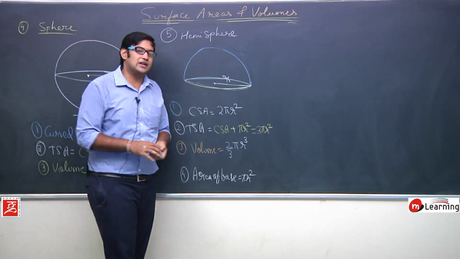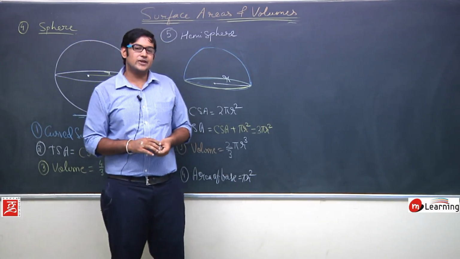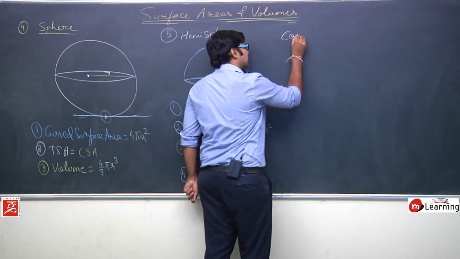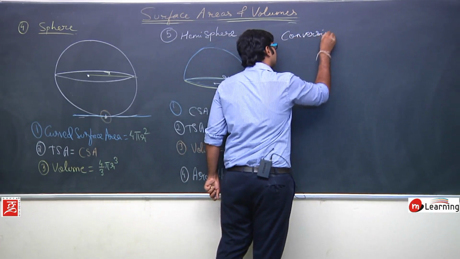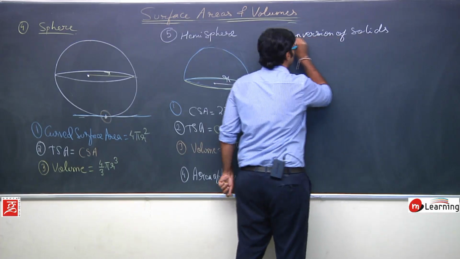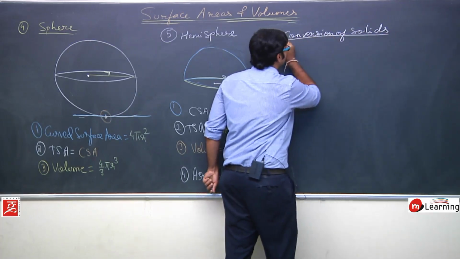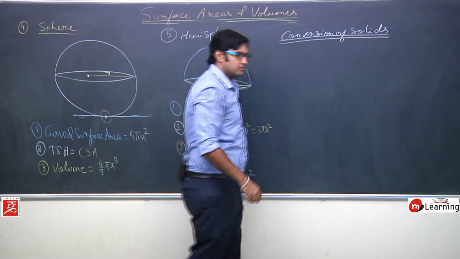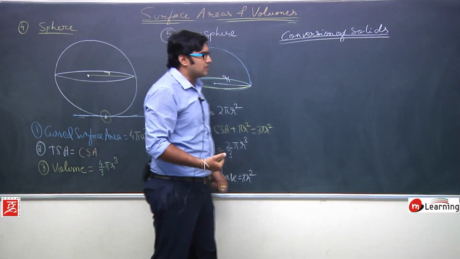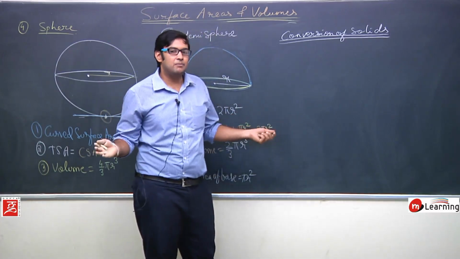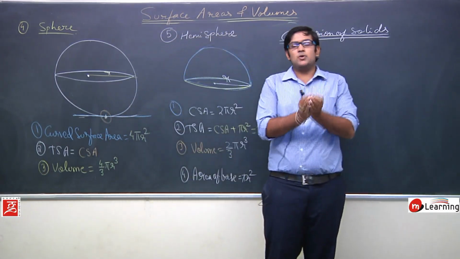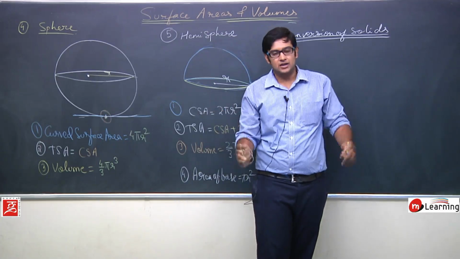Now coming to the topic that we need to study in 10th class. The first thing that we are going to study in this chapter is conversion of solids. We will start our discussion with conversion of solids. As I have said previously, conversion of solids means I am melting down a big iron ball and drawing it into wires, or making small ball bearings from that big iron ball.